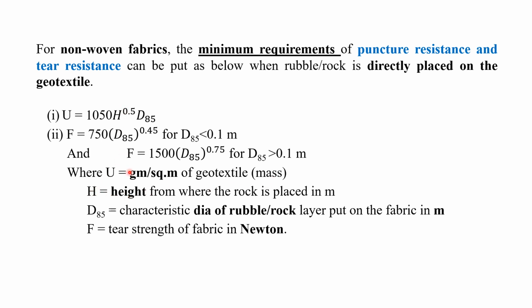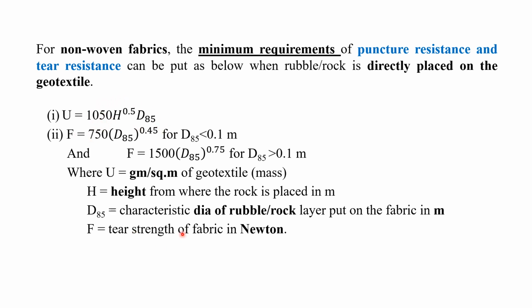H is the height in meters from where the rock is placed on the geotextile. D85 is the characteristic diameter of the rubble or rock layer put on the fabric, in meters, and F is the tear strength of the fabric in newtons. So tear strength and puncturing resistance can be met if you use this formula for the non-woven fabrics. You can see U should be equal to this.